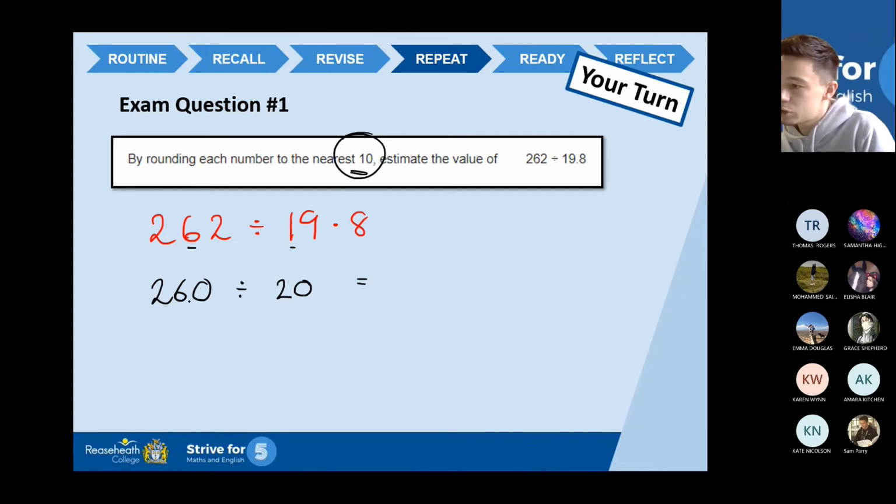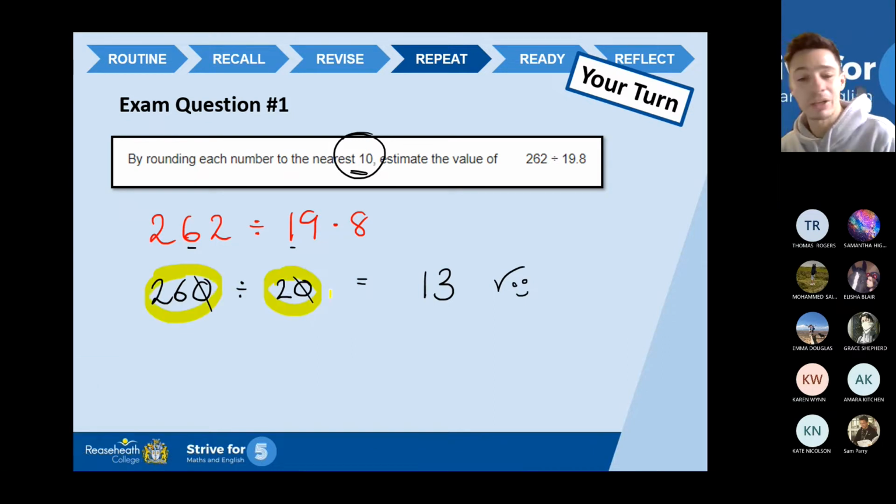Okay. 260, well, let's just get rid of those zeros, make my life that little bit easier. 26 divided by 2 is 13. So there is my answer of 13, okay? If you've got 260 or 20 written down, you've rounded and you would have picked up a mark. If you've got 13, that's where you pick up your maximum marks, okay?